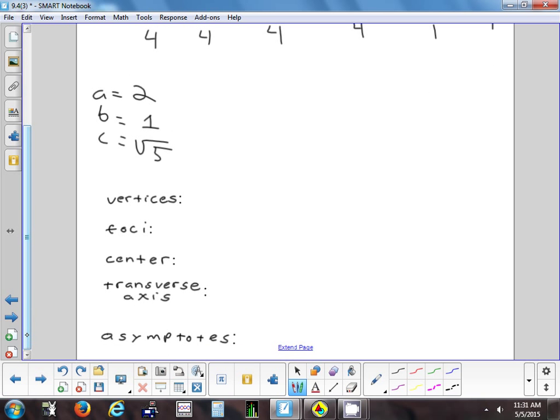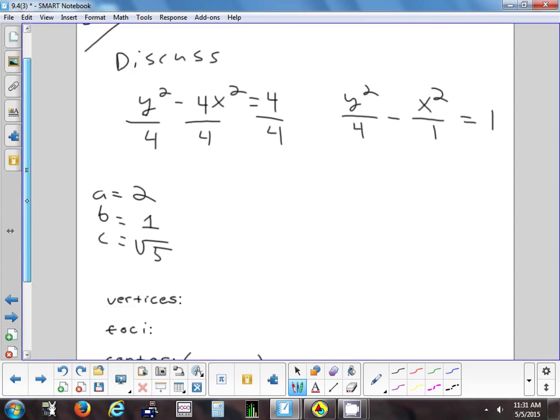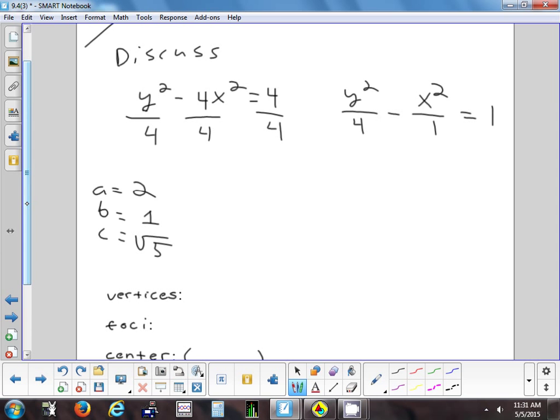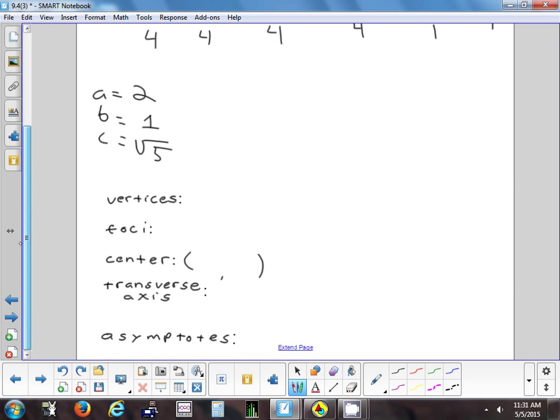Okay, now we need to find all 5. Center? Cody, have I shifted that at all? No, until we see pluses and minuses in the numerator, haven't shifted it.